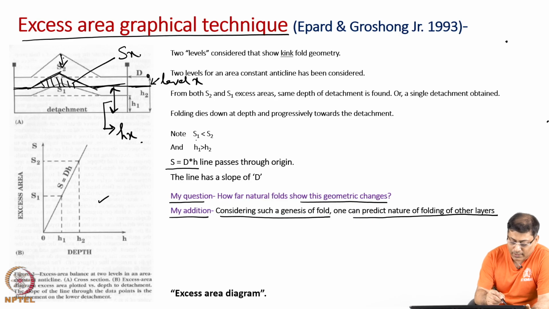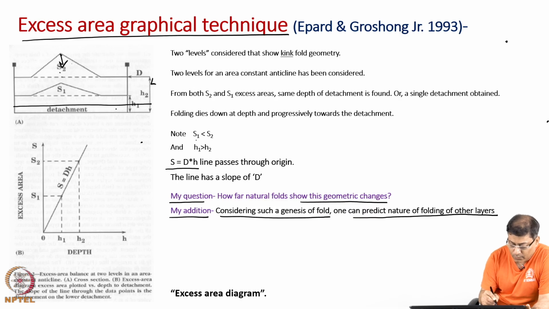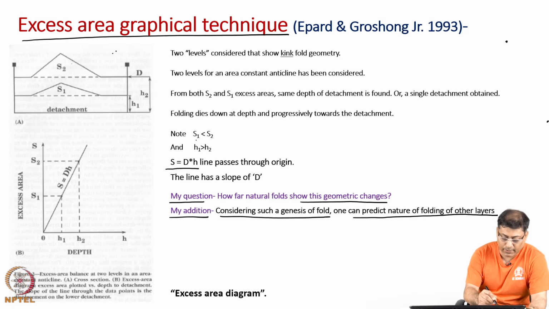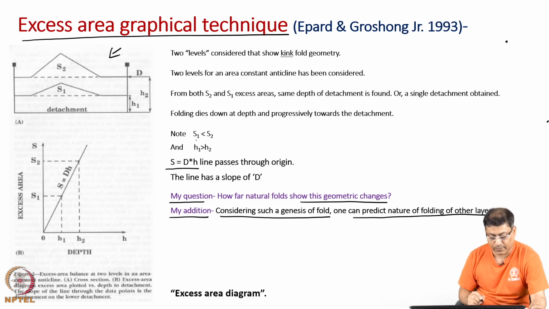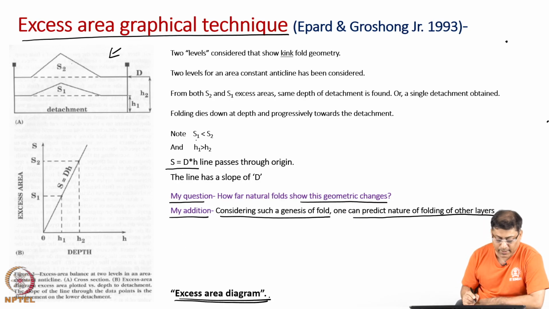If we consider all the layers are kink folded and the kink fold is progressively dying from this place towards the detachment. Now, if the level x is considered here, call it level y, then also we should be able to find out the excess area Sy and the height Hy. We have dealt with the kink fold here, but a similar concept of excess area diagram or excess area graph can also be extended for folds of other geometries.